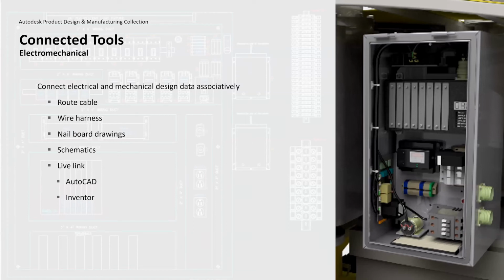We know that collaboration between mechanical and the electrical engineering team can be challenging, but what if electrical and mechanical design could talk to each other? That is electromechanical design between Inventor and AutoCAD, where you can share up-to-date information between your electrical schematics and your Inventor 3D models, and they remain in sync with each other.